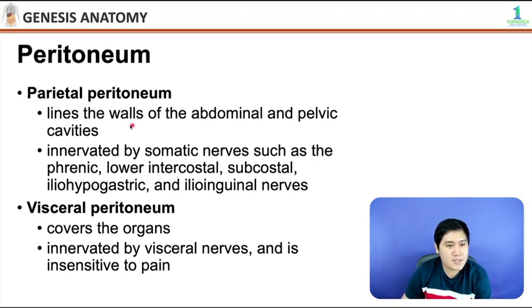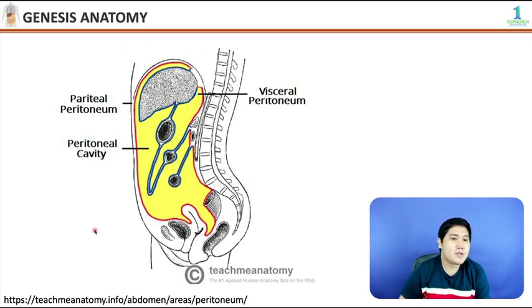Just like other coverings in the body, the parietal layer is innervated by the somatic nerves, while your visceral layer is innervated by the visceral nerves. Hence, they are insensitive to pain. So the red portion is your parietal peritoneum. The blue portion is your visceral peritoneum. And the cavity in between is the peritoneal cavity.